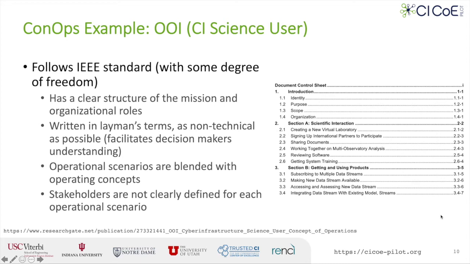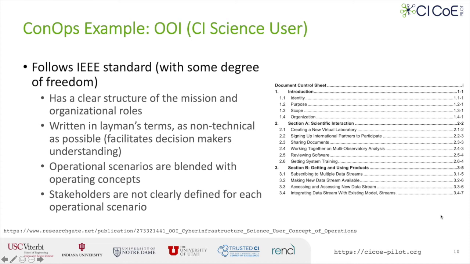What I say here is the degree of freedom is they're not following the strict structure of the IEEE standard, but the sections are classified in the same way. What's good about this ConOps is it has a clear structure of the mission and organizational roles. They give all this information in their introduction. It's written in layman's terms, as non-technical as possible, so it facilitates a lot the decision makers' understanding.